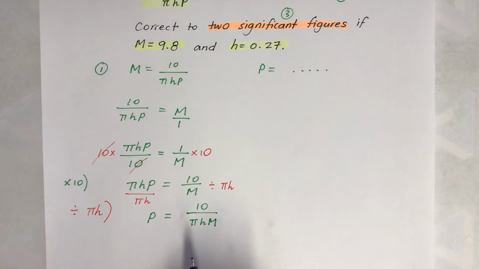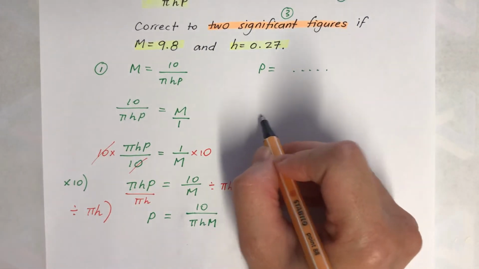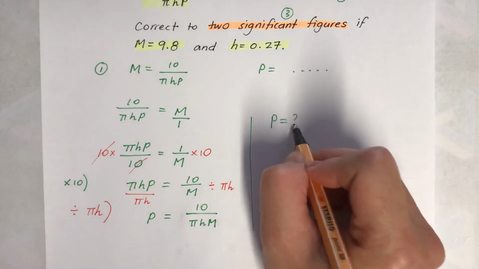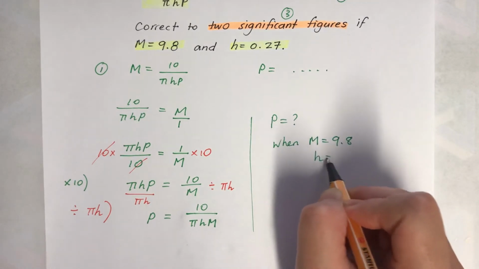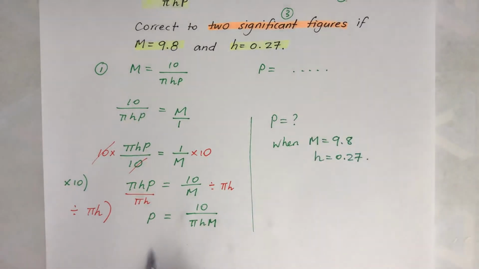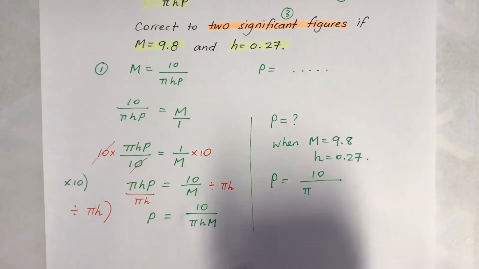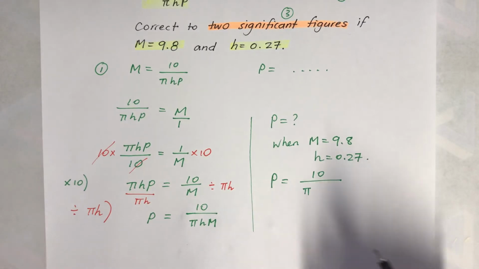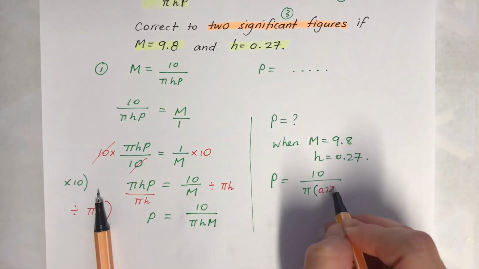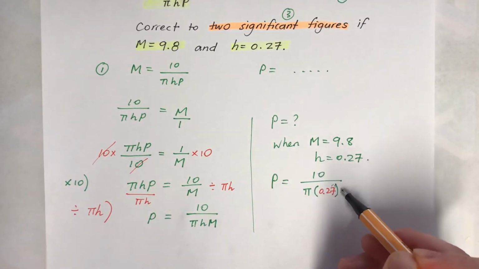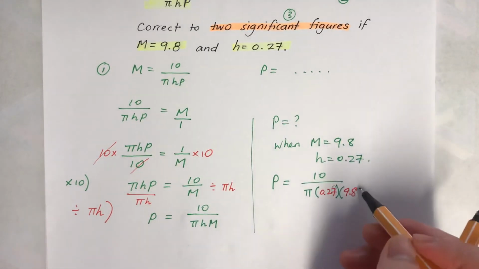Now I need to find P when M equals 9.8, H equals 0.27. So I'm going to use this formula to find it. P equals 10 over, pi is not a pronumeral, it's just pi. And then what is it? H will be 0.27. And then what else have we got? M is 9.8. And I'll put that there.